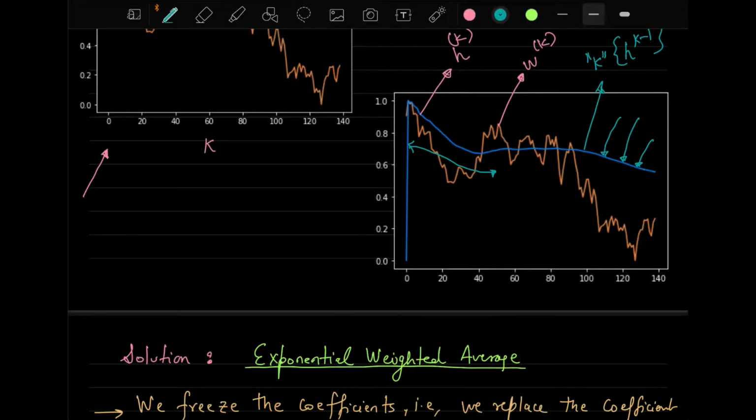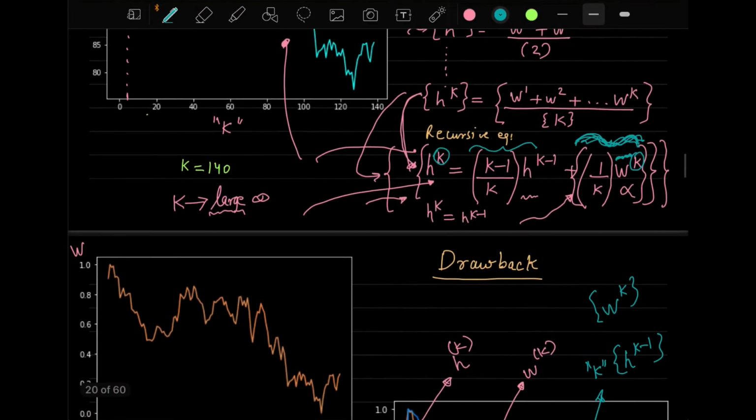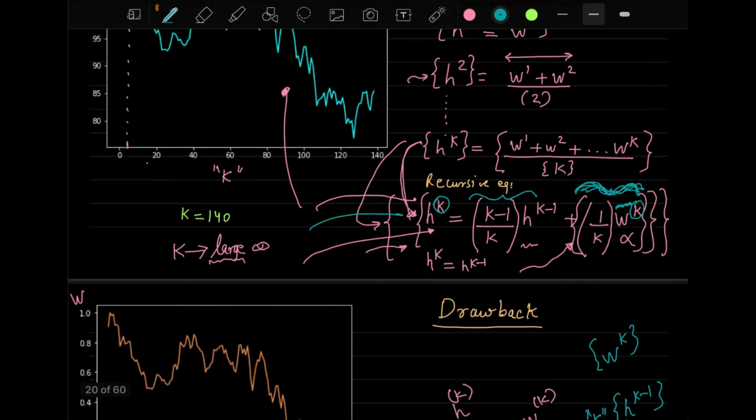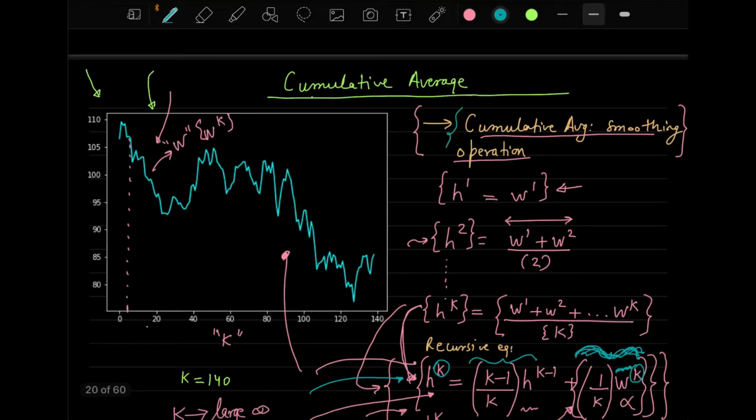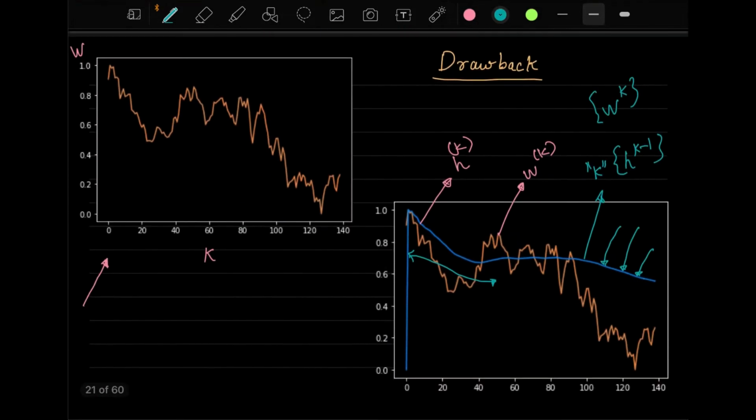So this is the main disadvantage of using this equation which we have given over here, and the method that we have here is the cumulative average smoothing operation. So what we want to do is improve upon this method, so that this type of problem that we are encountering because of large value of k will be gone. So we have to see how to improve it.